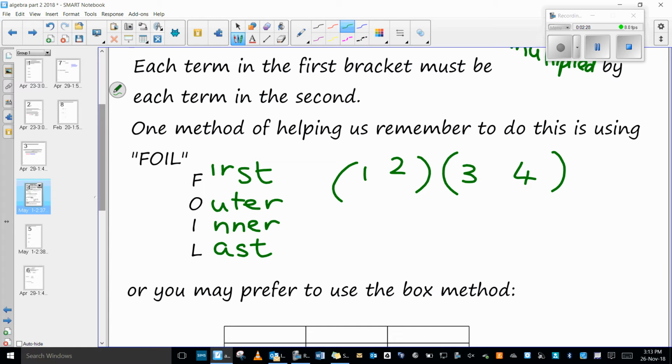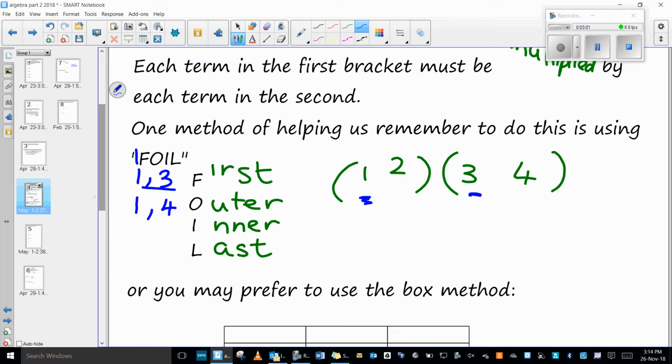4 things here. So to multiply the first terms, we would be multiplying 1 and 3. Because they are the two numbers first. Does that make sense? Outer. Which numbers do you think we'd be looking at for the outer ones? Jade? 2 and 4. Outer. Oh, 1 and 4. 1 and 4. Okay, so outer would be 1 and 4.